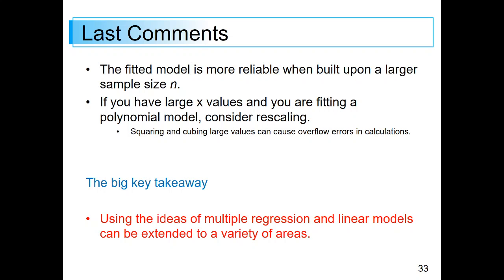And one other minor point is, if you have x values that are like $100,000, when you square it and cube it, you get such huge numbers that the computer may not handle it. And that's kind of what I ran into when I was trying to use the housing price to predict something else. So you might want to rescale and make that like 1.3 hundred-thousandths of dollars or something like that. But the big key takeaway is using the ideas of multiple regression, linear models can be extended to a variety of areas.